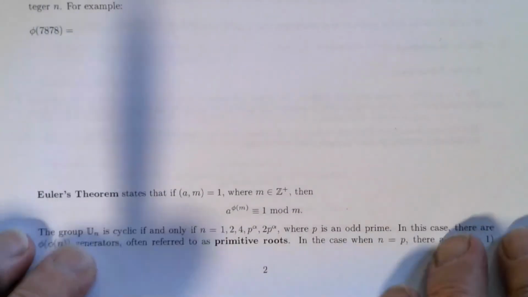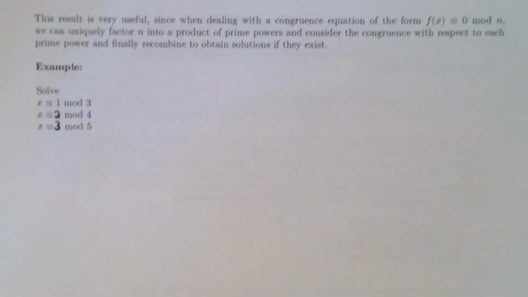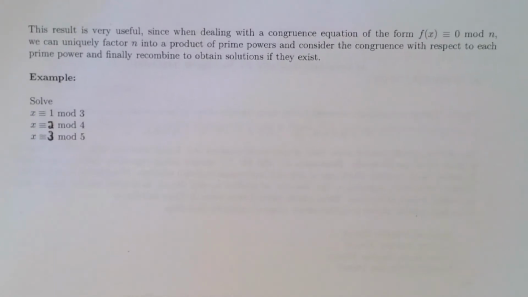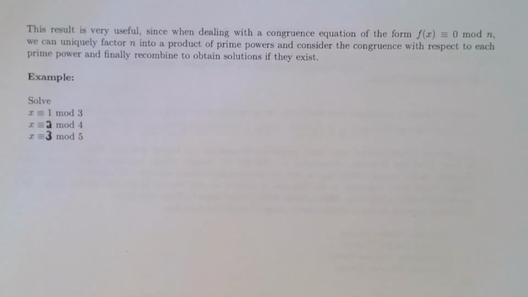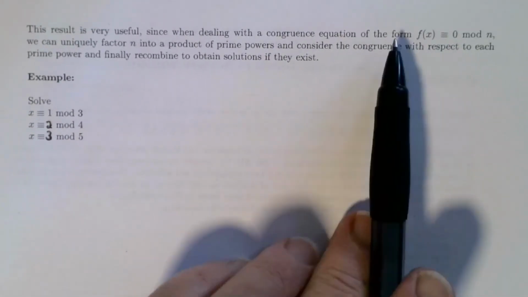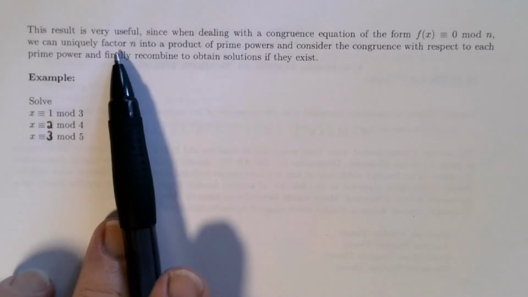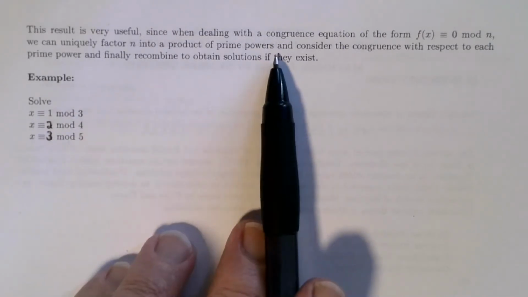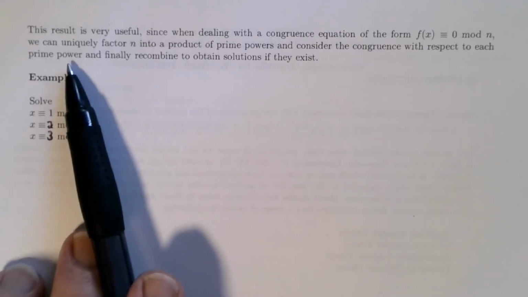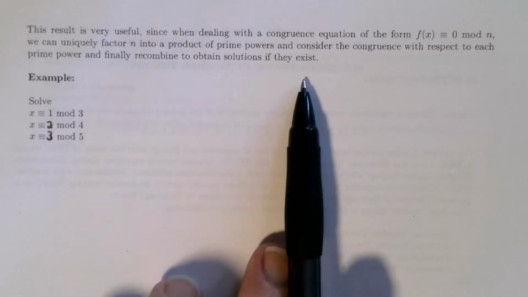This result is very useful also when dealing with a congruence equation of the form f(x) is 0 mod n, since we can uniquely factor n into the product of prime powers and consider the congruence with respect to each prime power, and if you can solve those separately, you can then recombine them to obtain solutions if they exist.